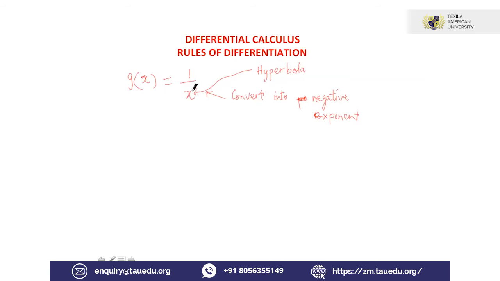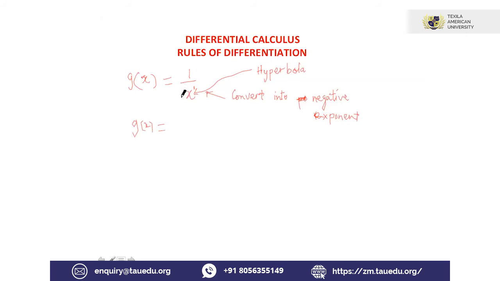So whenever you have a function where the denominator has to do with x, don't derive it straight away. You need to convert it into a negative exponent, because it is originally a positive exponent if it is a hyperbola. So g of x will be equal to, now take note of this.